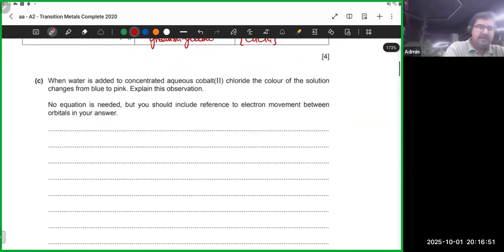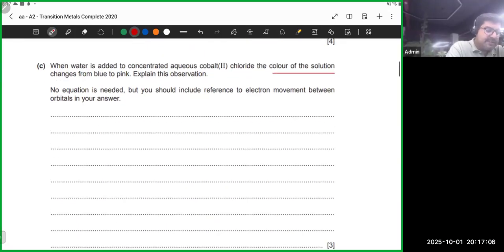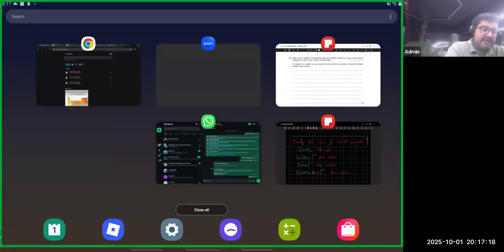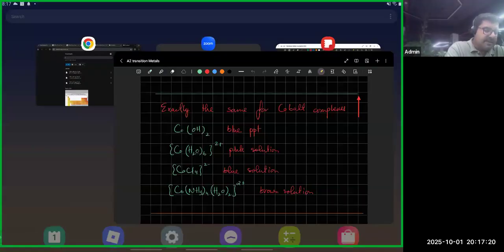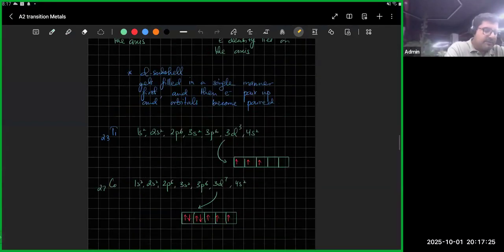When water is added to cobalt(II) chloride, the color of the solution changes from blue to pink. Explain these observations. So if you change the ligand, why does the color change? That's what the question is. No equation is needed, but you should include references to electron movement between orbitals in your answer. It's a 3-mark question and they've given you plenty of space. It's all about why the color changes, and that's exactly written over here. It's because of your d subshells. So we wrote down 2 answers.